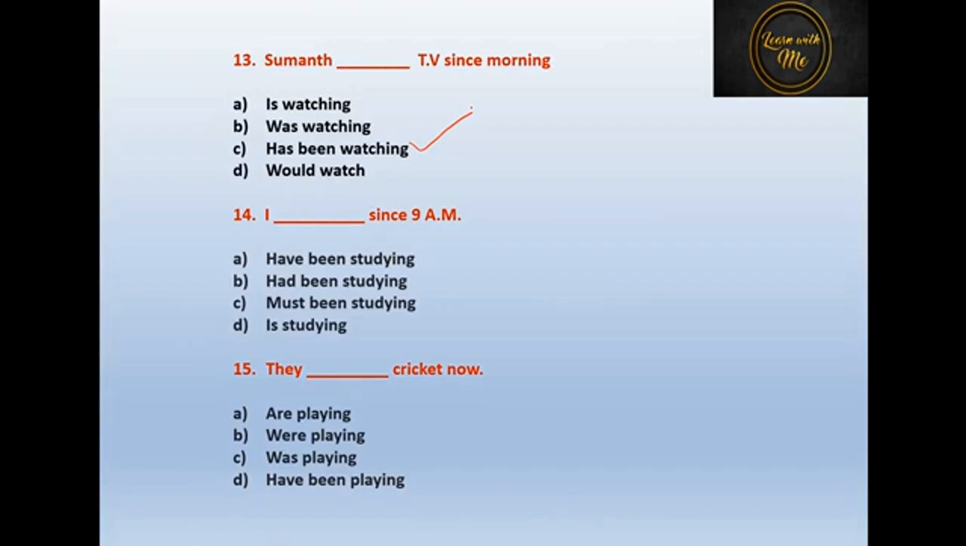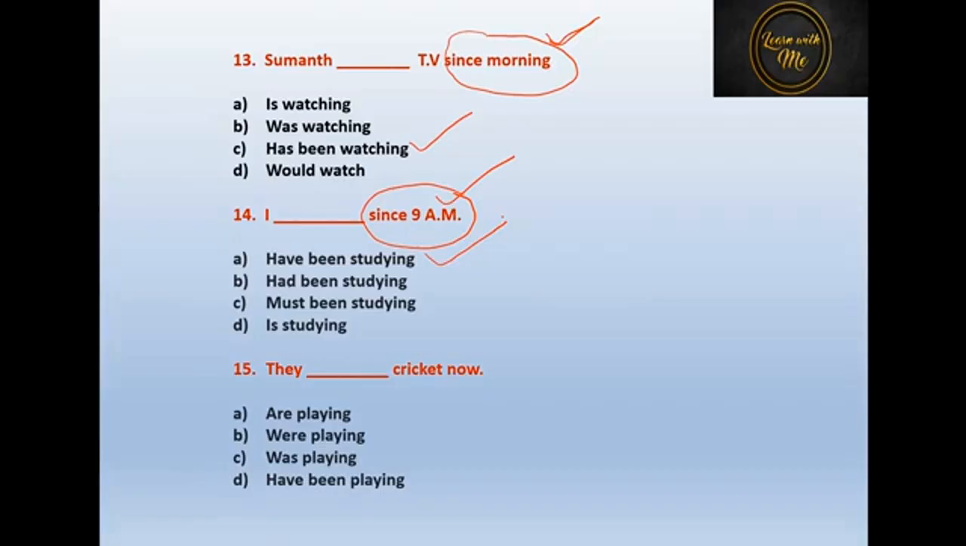If you see this question, the examiner has given a clue here. Sumant has been watching TV from when? Since morning. The action began in the morning and it is still going on. So option C is correct. See the next question. I dash since 9 a.m. So this particular keyword is helping us. It is nothing but present perfect continuous because the action began at 9 a.m. and it is still going on. So, I have been studying since 9 a.m.